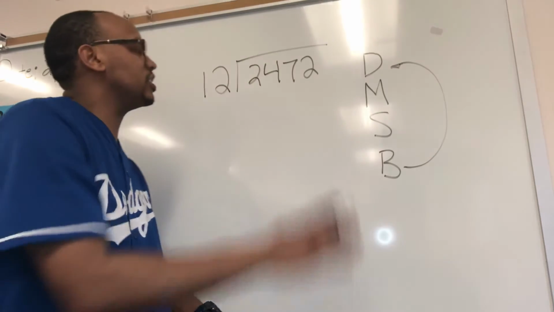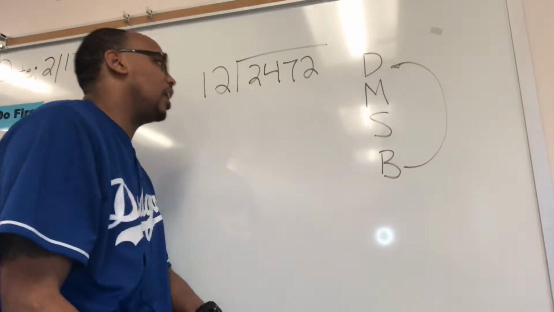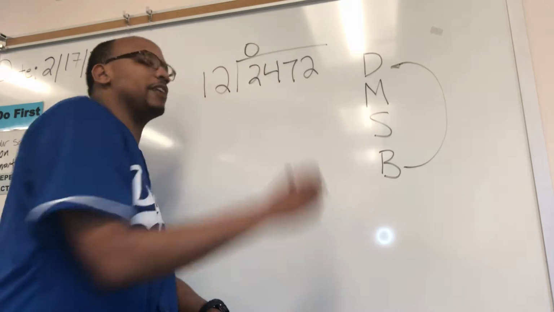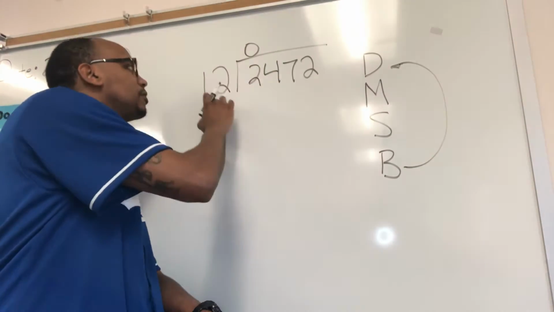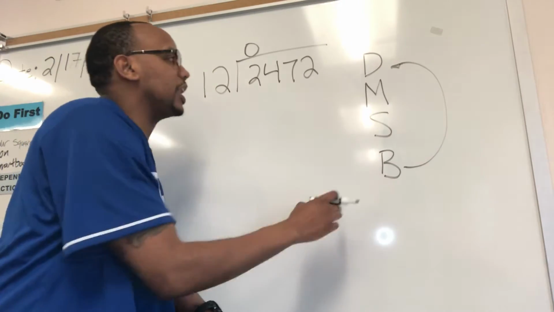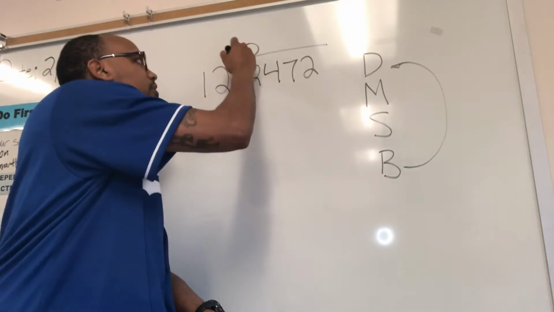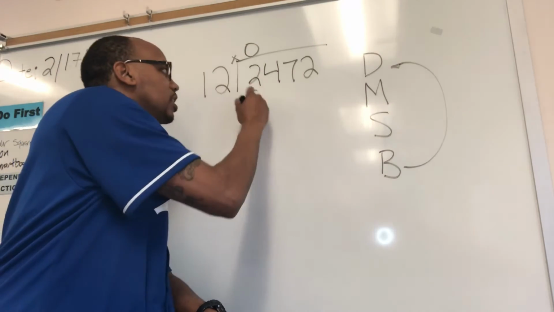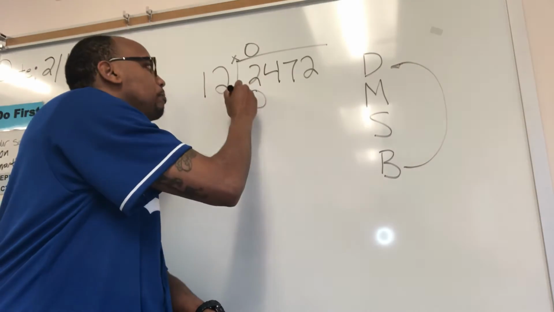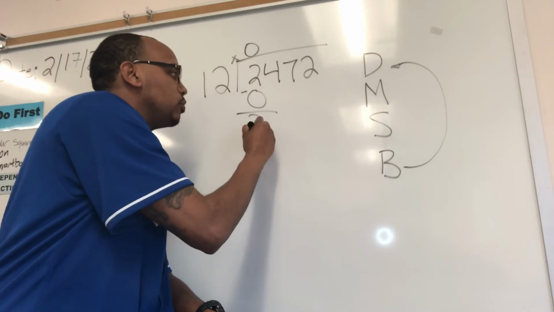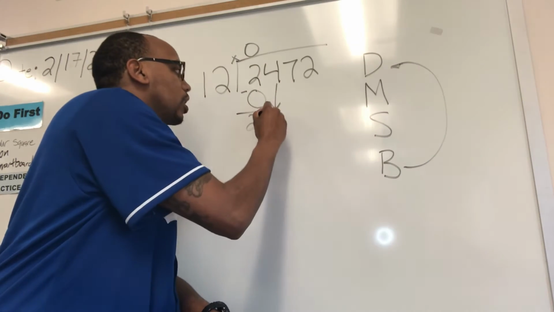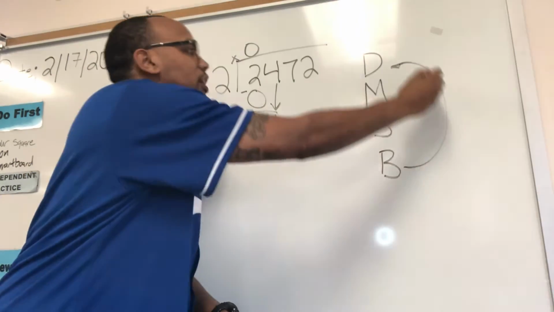Now, some teachers just tell you skip over to 4, but I like to put an answer above each place value spot. So 12 divides into 2 0 times. That's divide. Now I'm going to multiply it back out. 0 times 12 is 0. Then I'm going to subtract. 2 minus 0 is 2. And I'm going to bring down the next number, which is 4. And repeat the cycle over again.